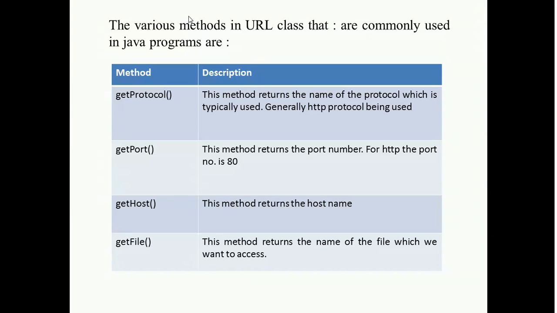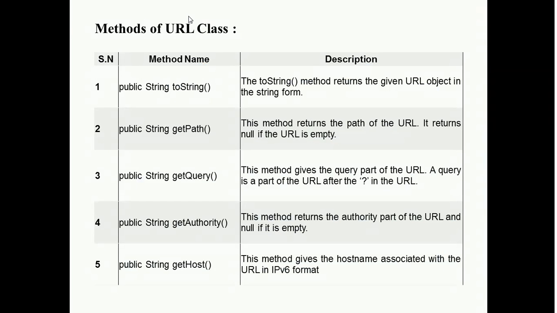So in the URL class, a total of 4 methods are commonly used in Java programming. Other methods are also available, but these 4 methods are commonly used: getProtocol, getPort, getHost, and getFile. Now see some other URL class methods. The first one is public String toString. The toString method returns the given URL object in string form.